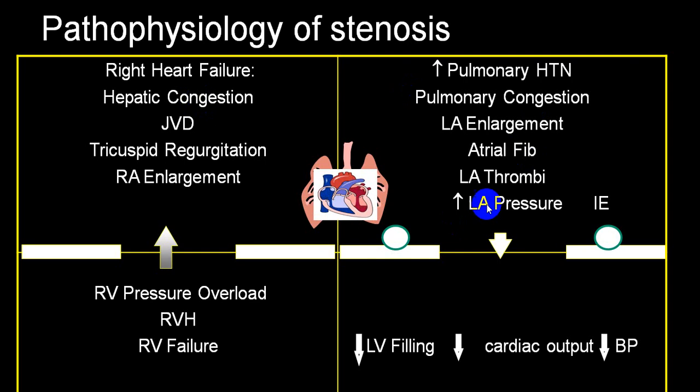Now this is happening because the blood cannot flow forward because of stenosis. So this is called backward. These are all the changes which are taking place backward. So this is the pathophysiology of stenosis.